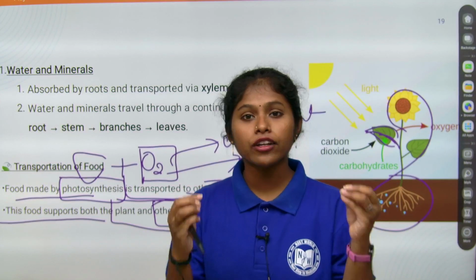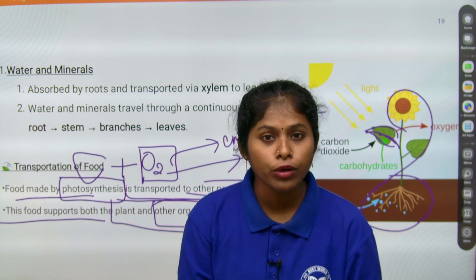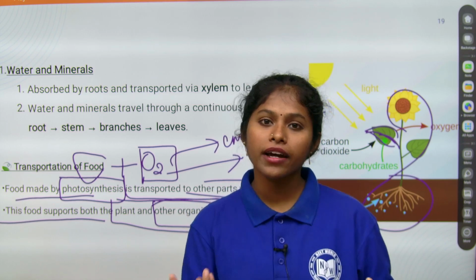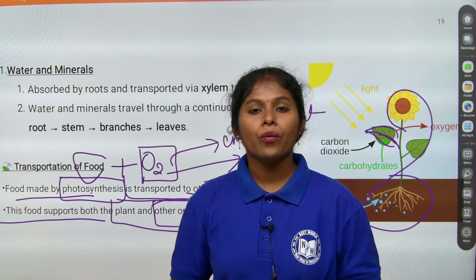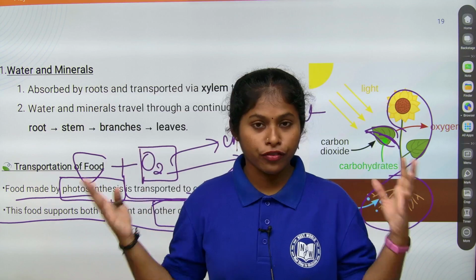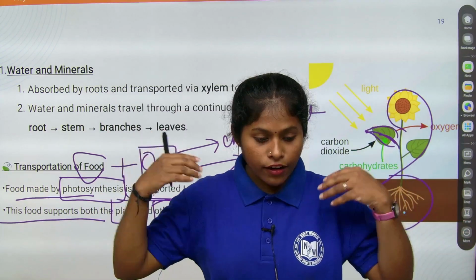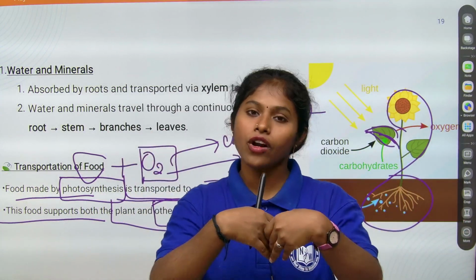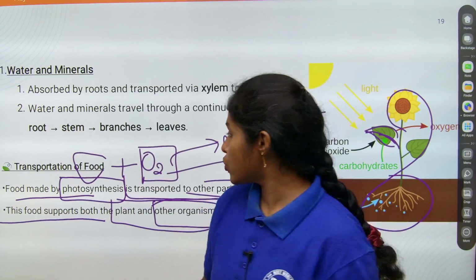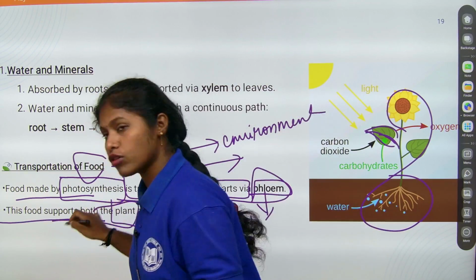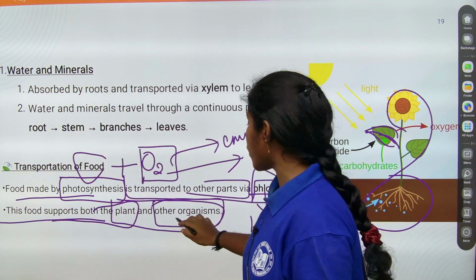If you take a goat, for example, what food does it mainly take, children? Plants only, right? So whenever it is preparing food, it is not only helpful to itself, it is helpful to other organisms also. So the food supports the plants, itself, and other organisms also.